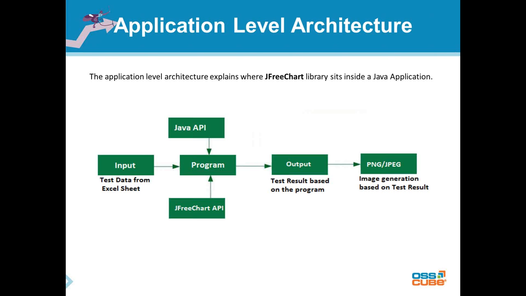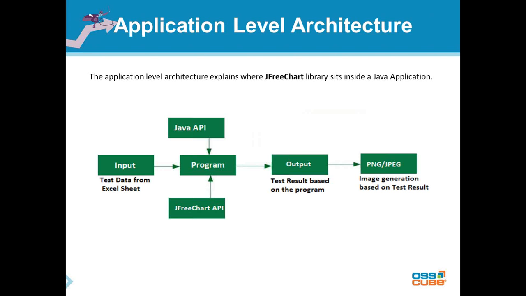So the procedure is, we have the input test data from an Excel sheet. The input can be from any external source, but in our case it is from the Excel sheet. Then the test data goes to the program, which is a Java file, and here we introduce the JFreeChart API. Then on the basis of the program and test inputs, we have test results. Once our output is there, we can generate the charts and convert those charts into images using JFreeChart. So this is the application level architecture of JFreeChart.